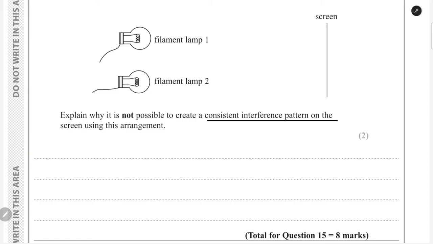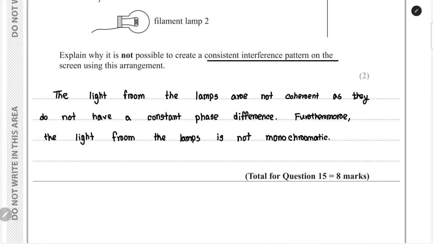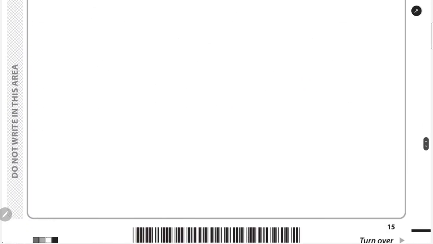It's not a pure source of light with only light of one frequency. So that's another problem. This is how we structure our answer. We begin by saying that the lights are not coherent as they do not have a constant phase difference, just defining what coherent is. And then we talk about how the light from the lamps are not monochromatic. And that's it for question 15.